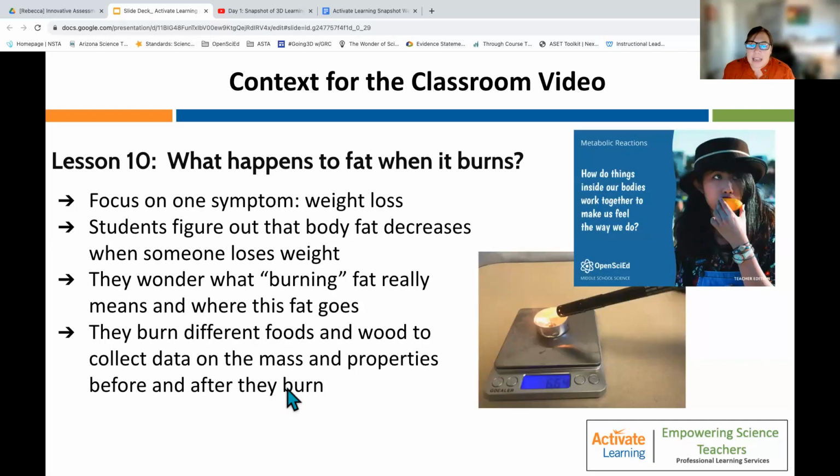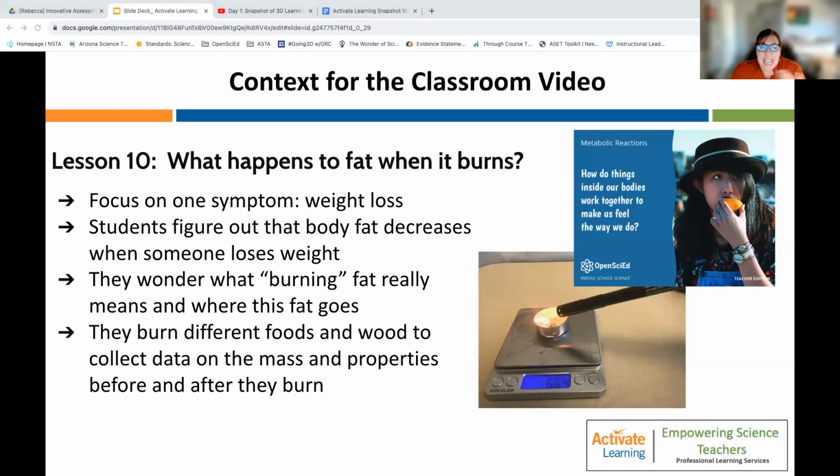So let's keep going. The context for the classroom video is this. We're going to watch a video from Unit 7.3, which is Metabolic Reactions from Open SciEd. And this is about how do things inside our bodies work together to make us feel the way they do. And so this is specifically looking at Lesson 10, what happens to fat when it burns?